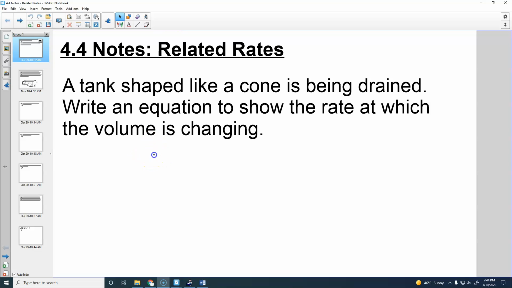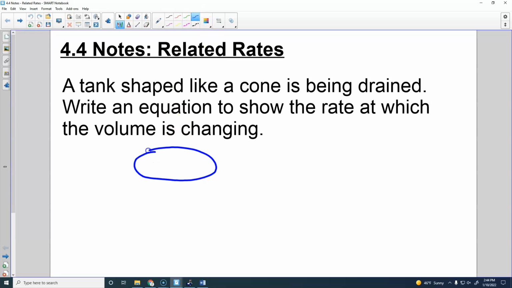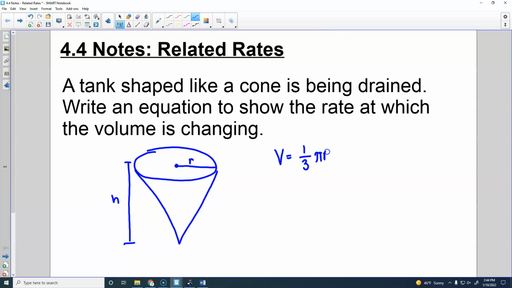But if you have a tank that is shaped like a cone, this cone is going to have, I'm going to write, a radius of r, a height of h. What is the volume formula for a cone? I'm hearing it over here, Addison. Almost. Need one more thing. Times height.